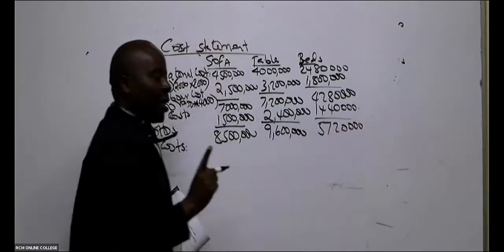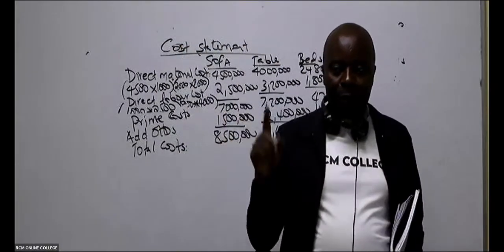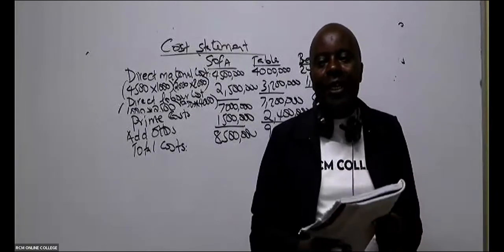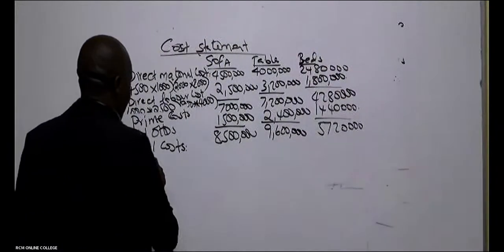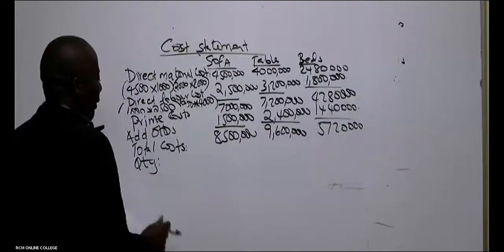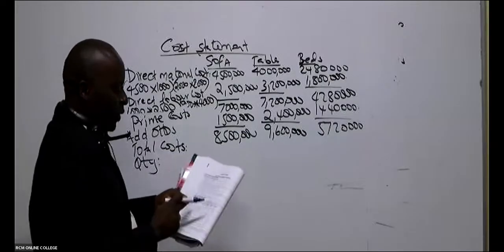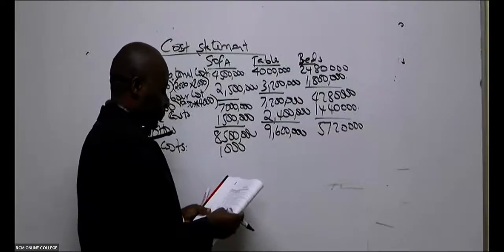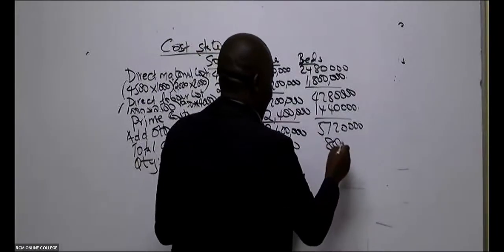Then read the question again. In most cases, they will ask you to ascertain total cost. But this examiner went ahead and told us to give them unit cost. So we have here quantity. What are we producing here? The quantity that we are producing for each one of them is given at the very top there. So sofa sets, we are producing 1,000. Tables, we are producing 2,000. Beds, we are producing 800. Divided by.